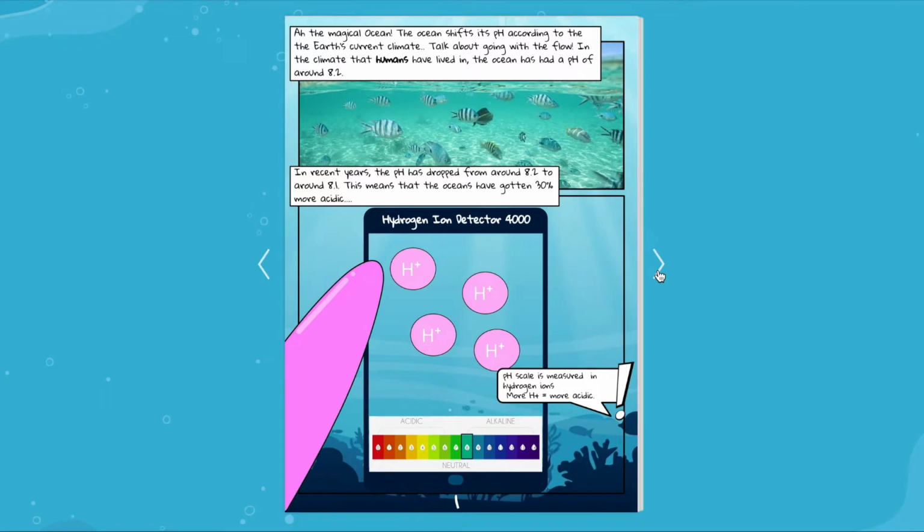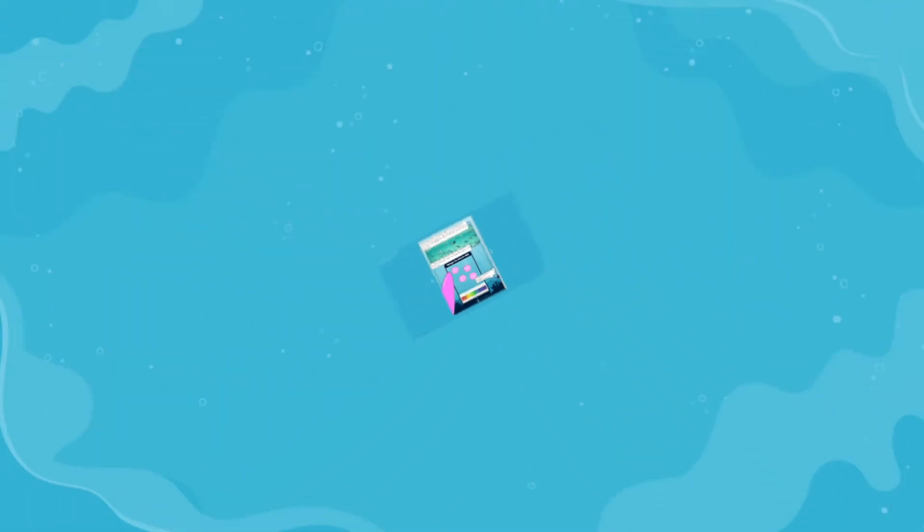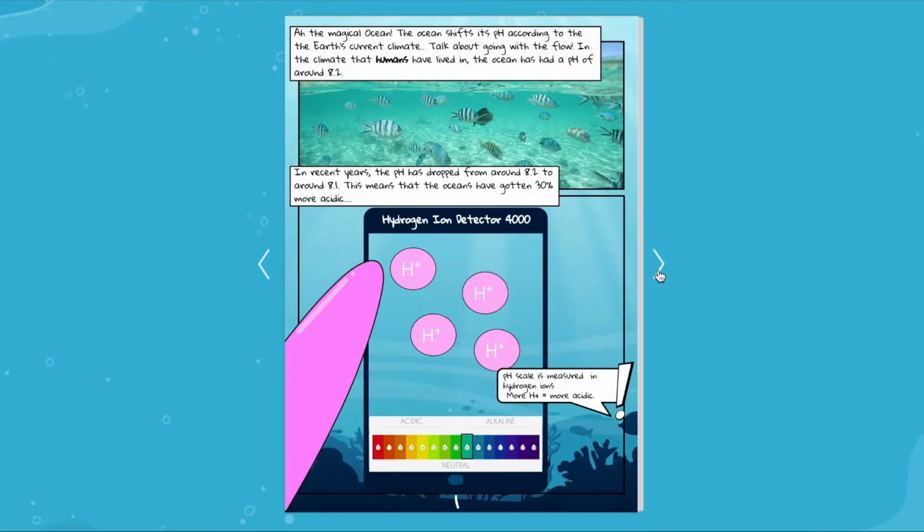In the climate that humans have lived in, the ocean has had a pH of around 8.2. The pH scale is measured in hydrogen ions. The more hydrogen ions means the more acidic. In recent years, the pH has dropped from around 8.2 to around 8.1. This means that the oceans have gotten 30% more acidic.